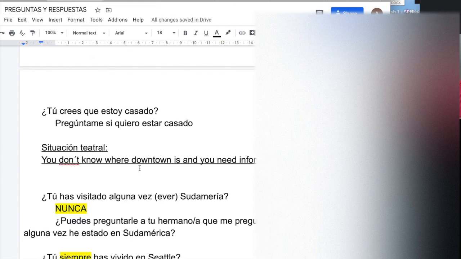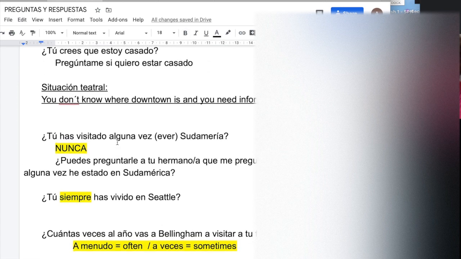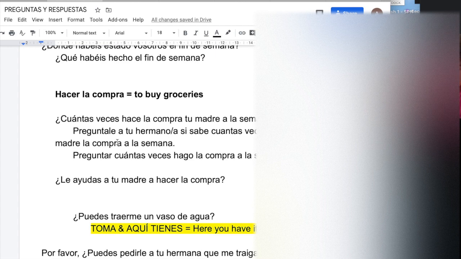Vale, perfecto. A veces vais con vuestros padres a hacer la compra. Bien, tengo más preguntas. Vale, Finn, pregúntale a tu hermana si sabe cuántas veces hace tu madre la compra a la semana. Pregúntale a tu hermana. Hannah, ¿tú sabes cuántas veces nuestra madre hace la compra en la semana?